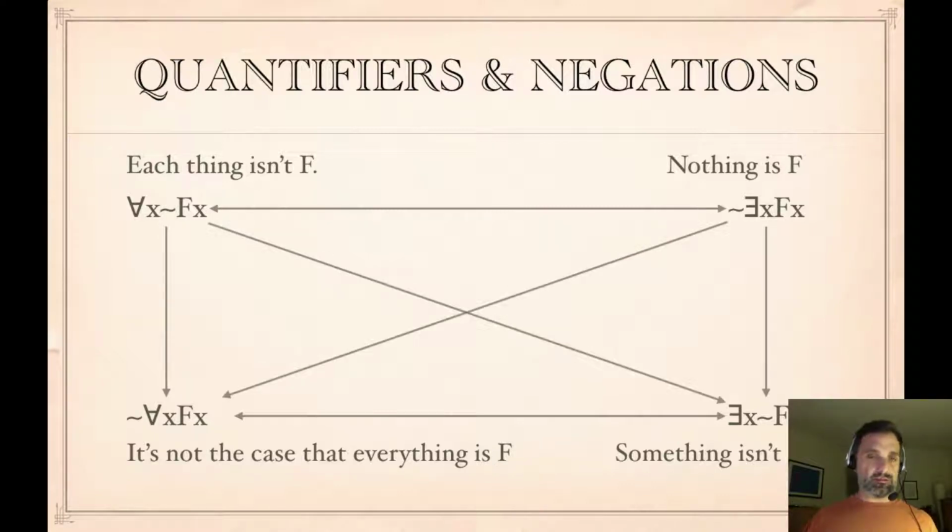And since the top row implies the bottom, the top left implies the bottom left, and the top right implies the bottom right, but the bottoms are equivalent. The top right also implies the bottom left, and the bottom left implies the top right. The sentences on the top row are two ways of saying the same thing. The sentences on the bottom row are two ways of saying the same thing. And the top thing implies the bottom thing, but not vice versa.